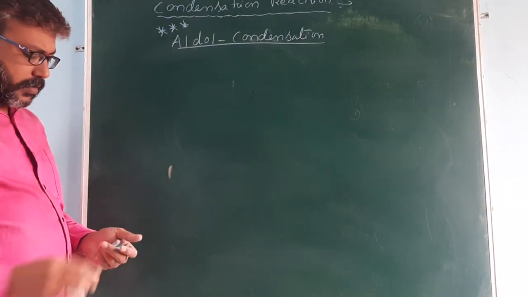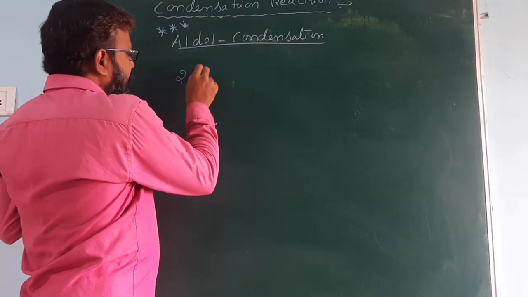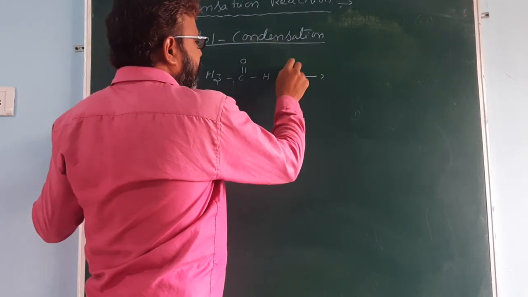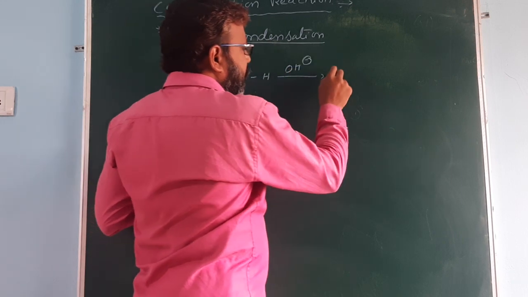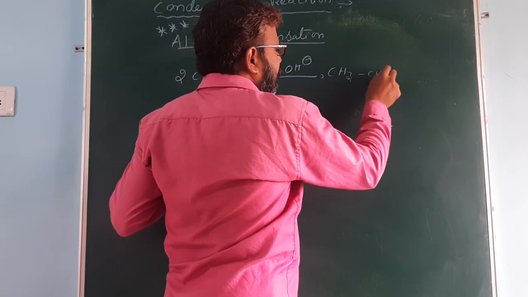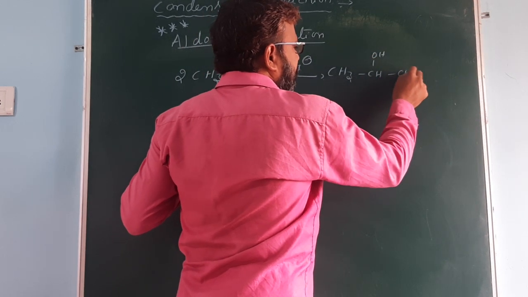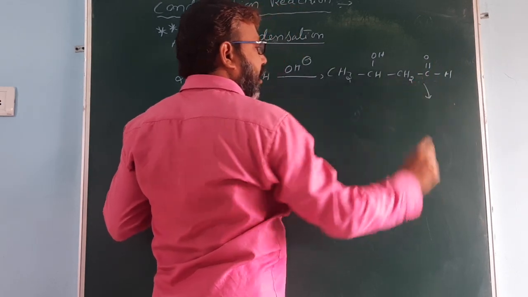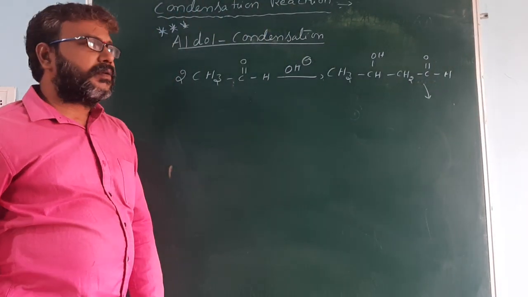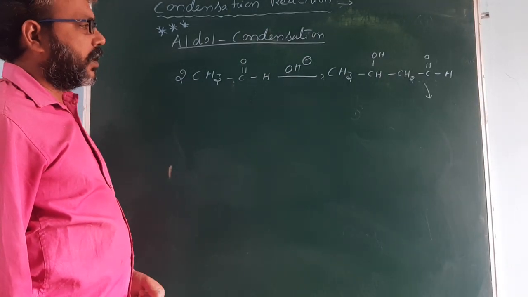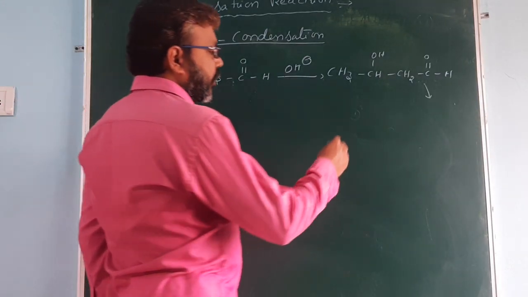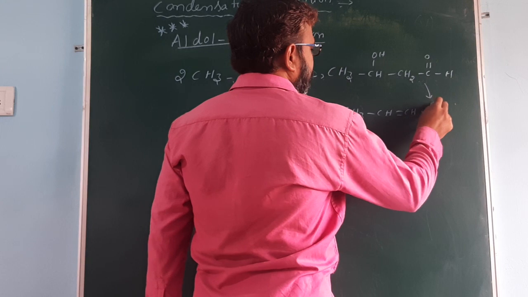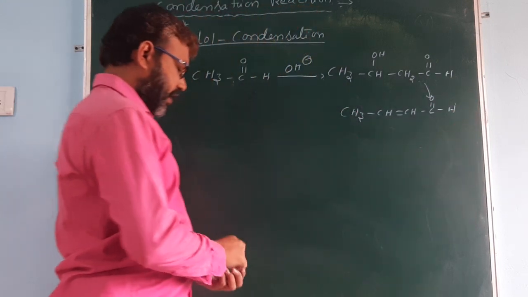Already you know the reaction. Two moles of acetaldehyde react in basic medium to give CH3 CHOH CH2 C double bond OH. So it is called aldol. If you maintain the temperature, it loses a water molecule to give an alpha beta unsaturated carbonyl compound. Now you see the reaction mechanism.